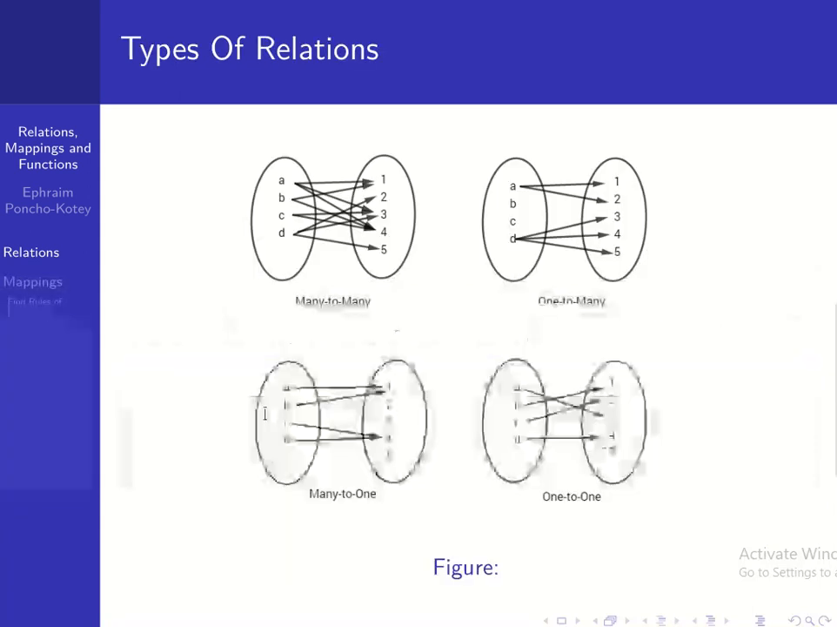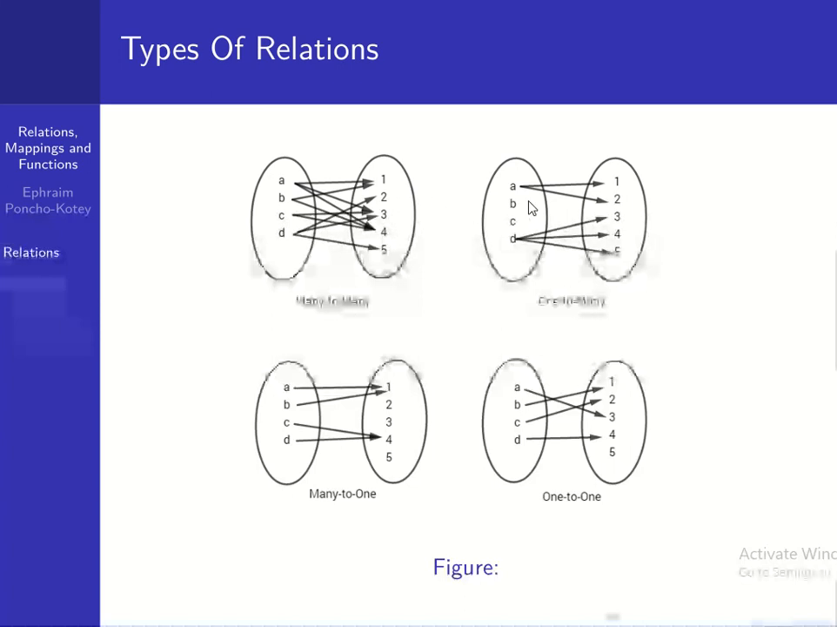So now, based on this, let's look at the types of relations. The first one we will discuss is many to many. For many to many, we have several elements in the domain being mapped to several elements in the codomain. And also, elements in the codomain will have several preimages. For example, we can see that A is mapped to 1, 3, and 4. B is mapped to 1 and 4. Now you can see that 1 has preimages A and B. 4 has preimages B and C. So this is many to many. There are a lot of arrows here and there are a lot of arrows back.